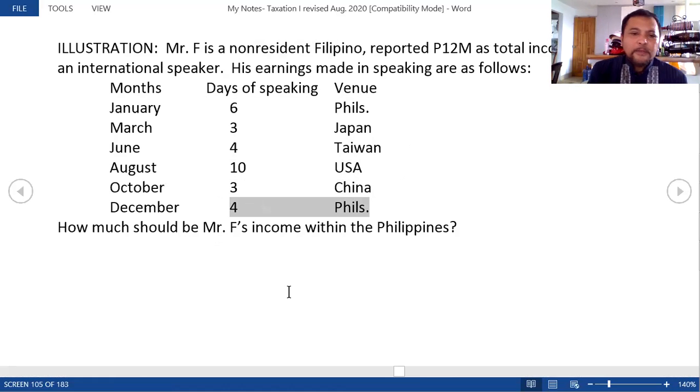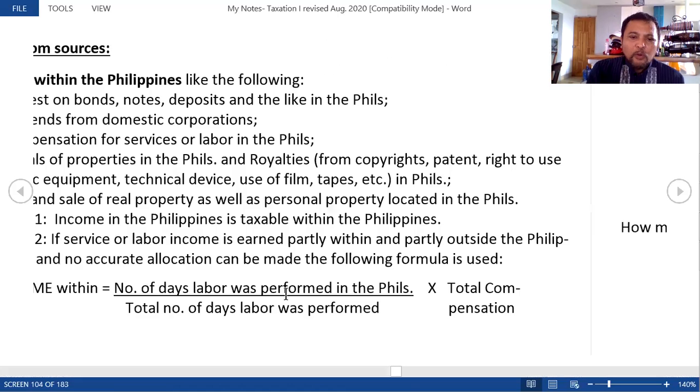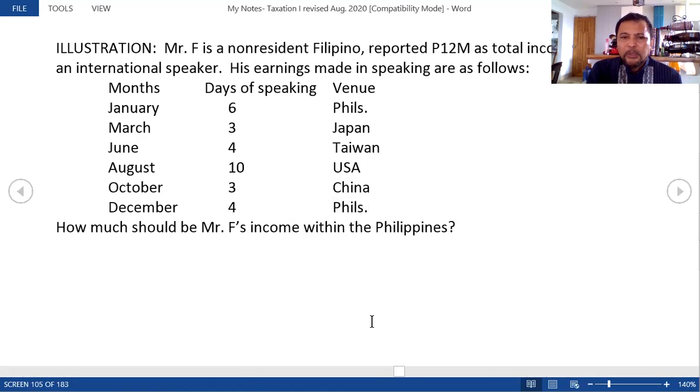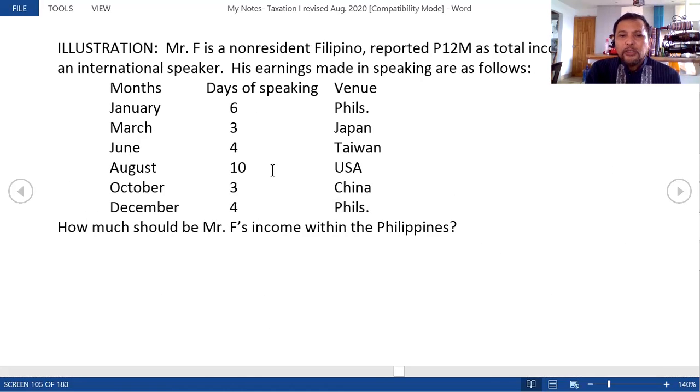Based on the facts given, how much of Mr. F's income should be reported for the year 2019 as obtained here in the Philippines? How would you compute that? Based on the formula, it's the number of days of labor in the Philippines divided by the total days of labor in the year. The total days is 6 plus 3 plus 4 plus 10 plus 3 plus 4, which is 30 days.